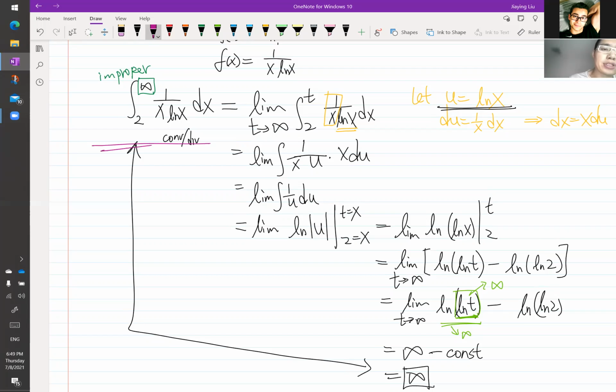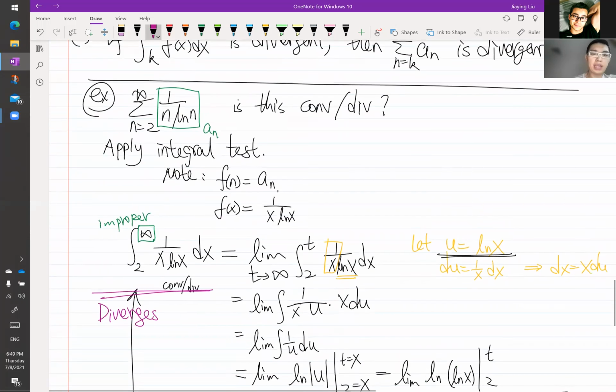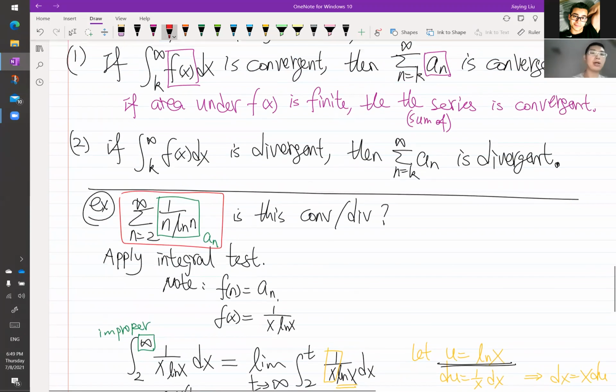So therefore, this integral diverges, or is divergent, because the limit is not a finite number. Well, if the improper integral is divergent, what does it say about the series that we want to find at the beginning? Well, according to the integral test, if the integral is divergent, the series is also divergent, right? The second part.